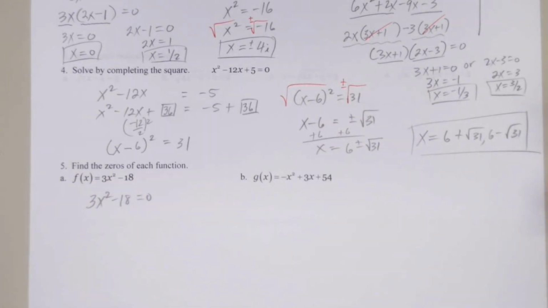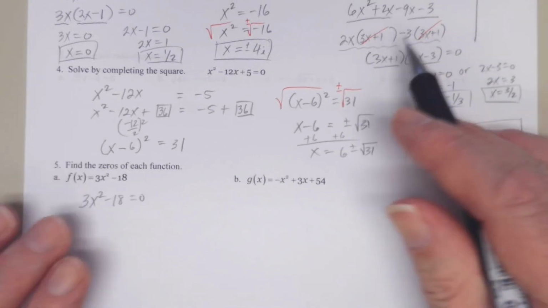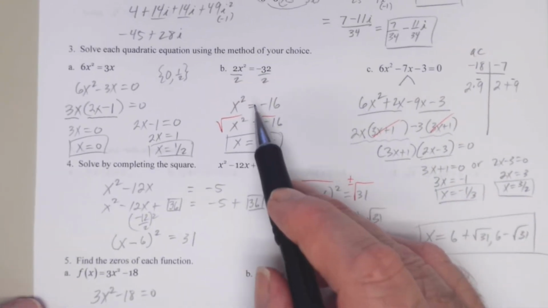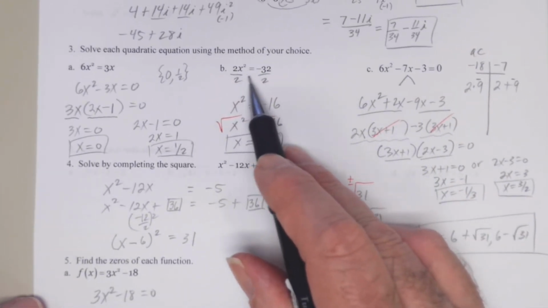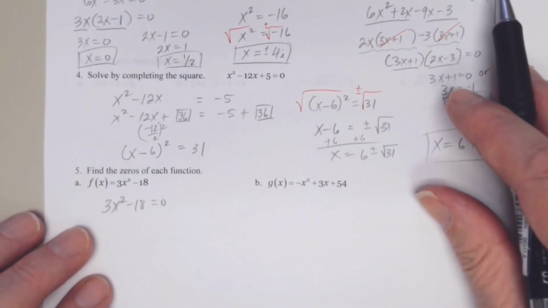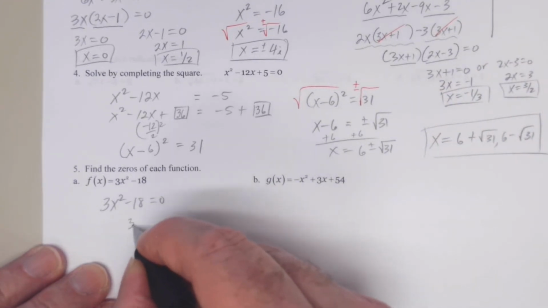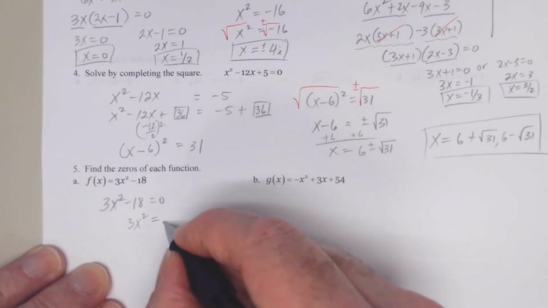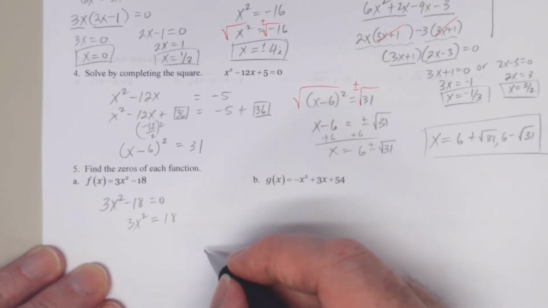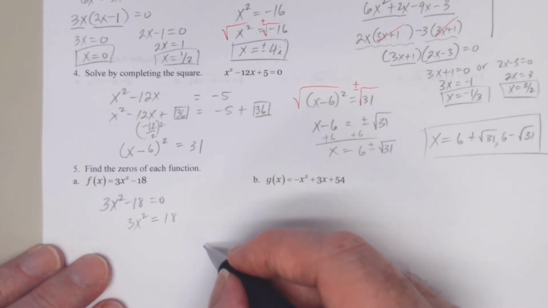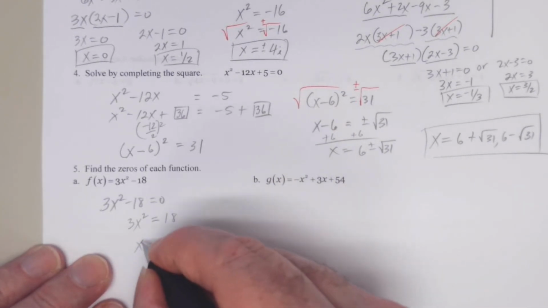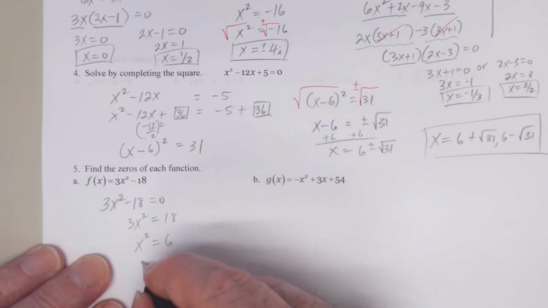Now this one here I'm looking at, and it reminds me of the one we did up above where we had an x squared term and no x term. I'm going to use the square root method. I'm going to go ahead and add 18 to both sides. You get 3x squared is equal to 18. Then I'm going to divide by 3. You'll get x squared equals 6.